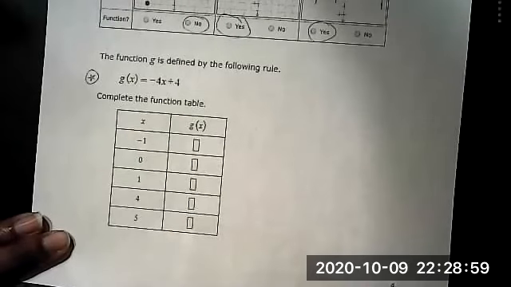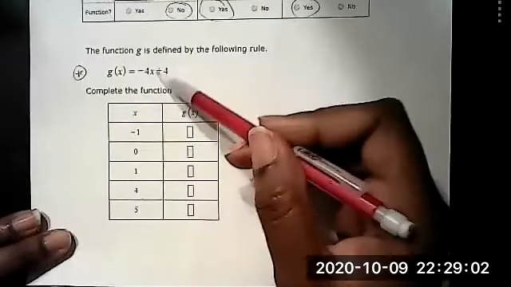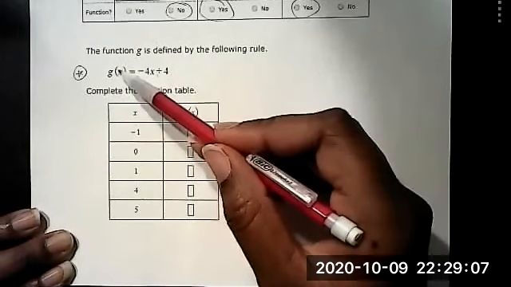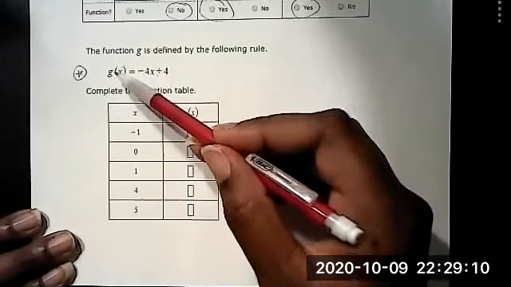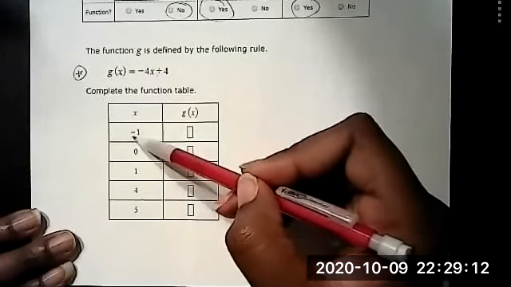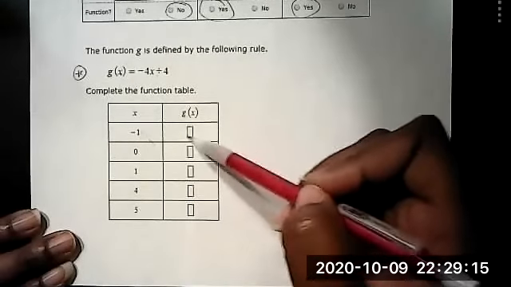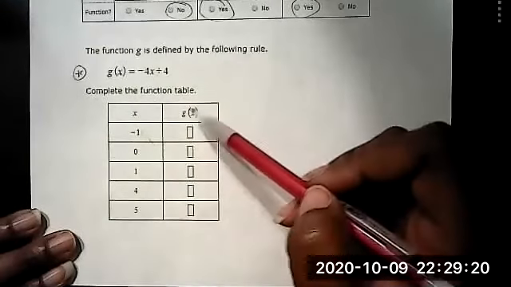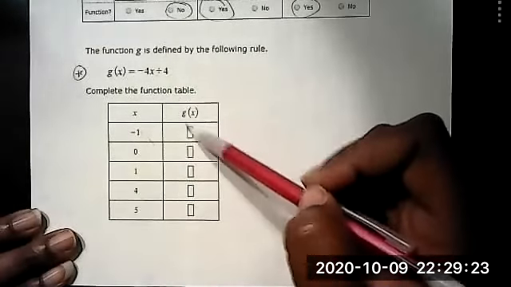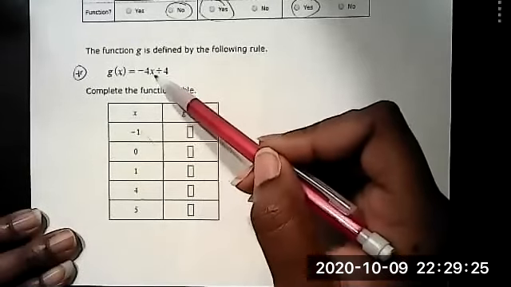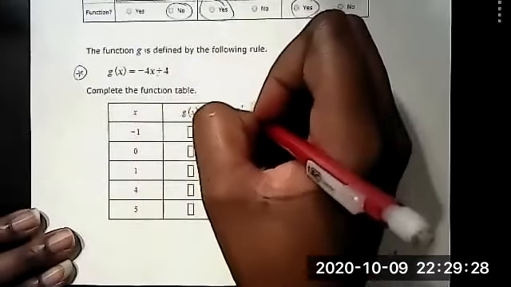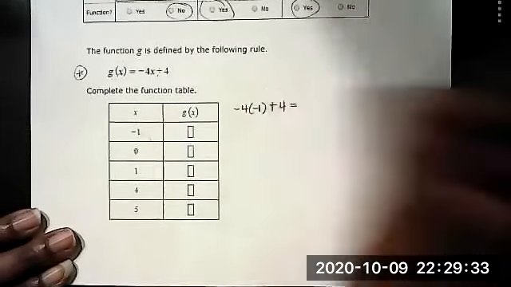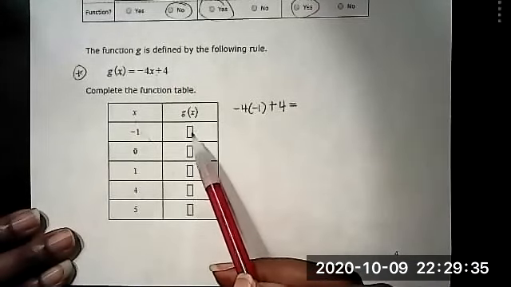The function is defined by this rule. So this chart is defined by this rule. X is going to be an input value, if you remember from the beginning. So all I'm going to do is replace X with this. This is my input. Whatever I get out is my Y or your G of X. G of X and Y are the same thing usually. F of X, G of X. So if I put -1 in for X, that will give me my output, which is this number here.